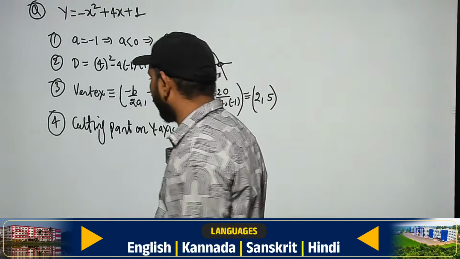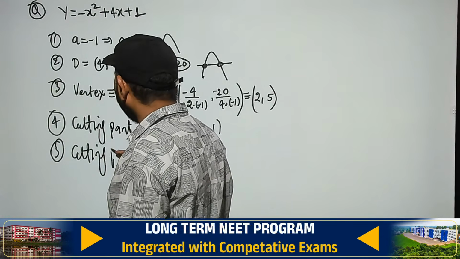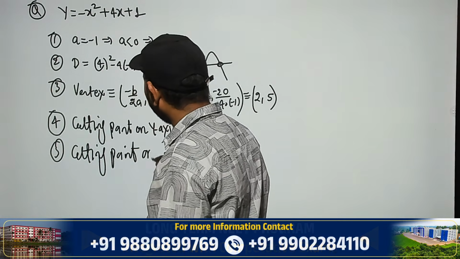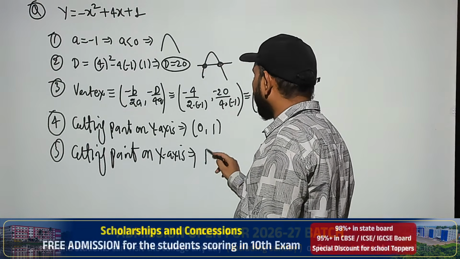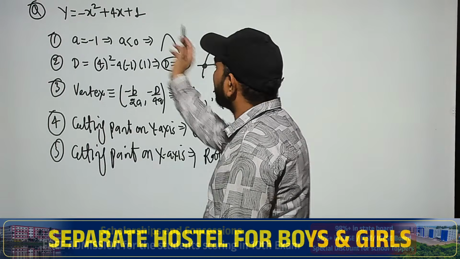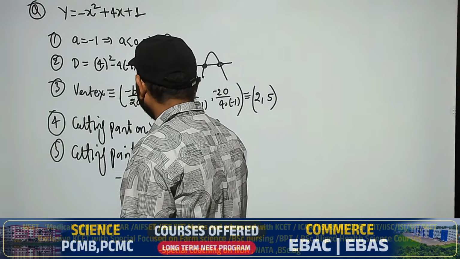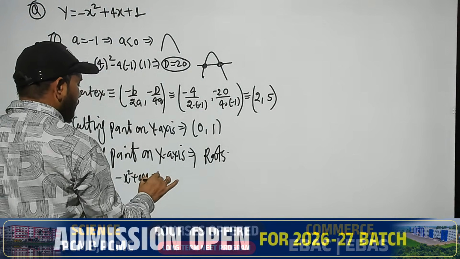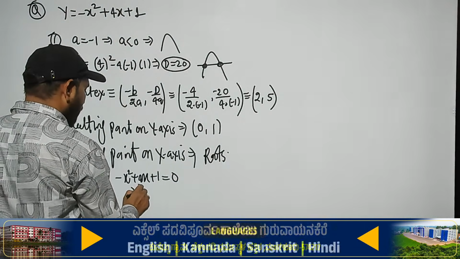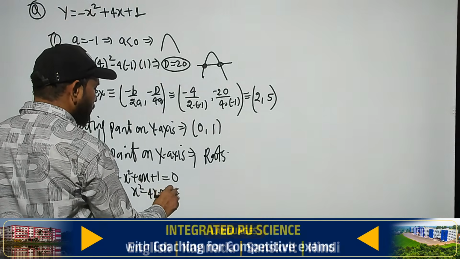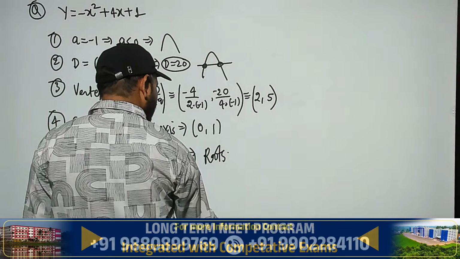Now you need to find the roots actually. The cutting point on the x-axis means roots, so I need to find the roots. So what is the equation? x square minus 4x plus 1, equal to 0. Find the roots.